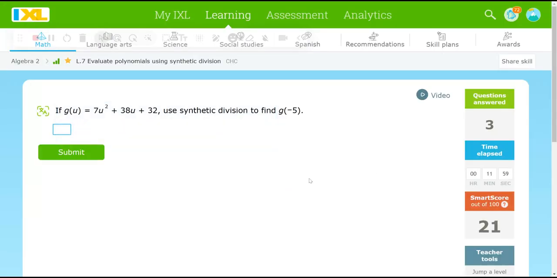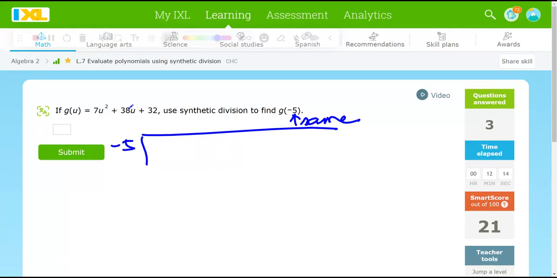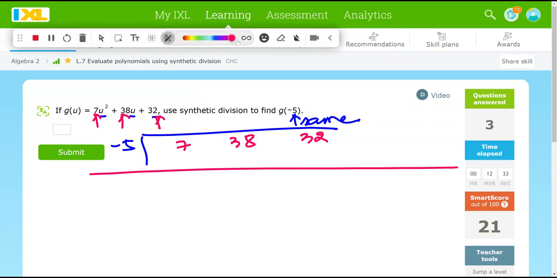Okay, so similarly, I draw these lines down. Here we go. And then you want to find g of negative 5, all right? So I take the same negative 5, I put it right here. So check if there's any missing term. u squared, u, and then constant, so no missing term. So here's your coefficient 7, I put right here. 38, I put right here. And then 32, I put right here, okay? Draw the little line, make sure you leave a little space.